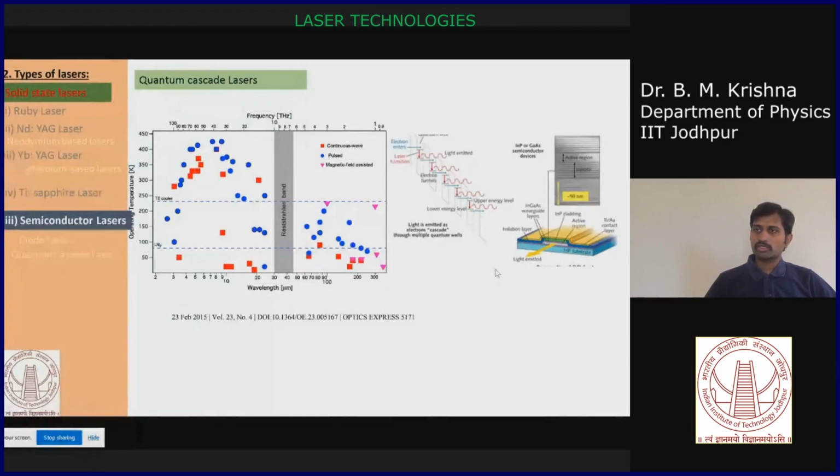That way you create a population inversion between level 3 and level 2. Your level 2 is always empty because level 2 to level 1 is an instantaneous process. It's not ready to decay, it instantly goes, so level 2 will always be empty, and you always create a population inversion in 3 to 2. So this is a cascading of electrons from one quantum well to another quantum well. That is why you call it quantum cascade. You are seeing the lasing because you have a laser. So this is your quantum cascade laser principle.